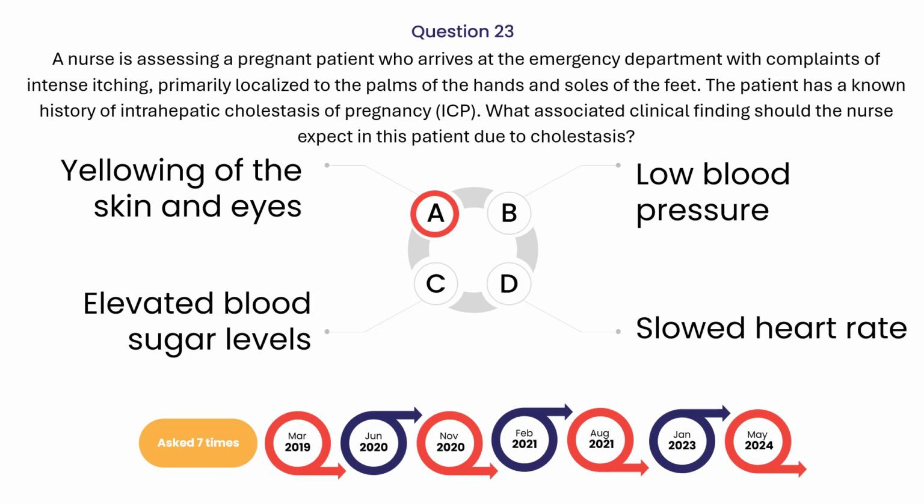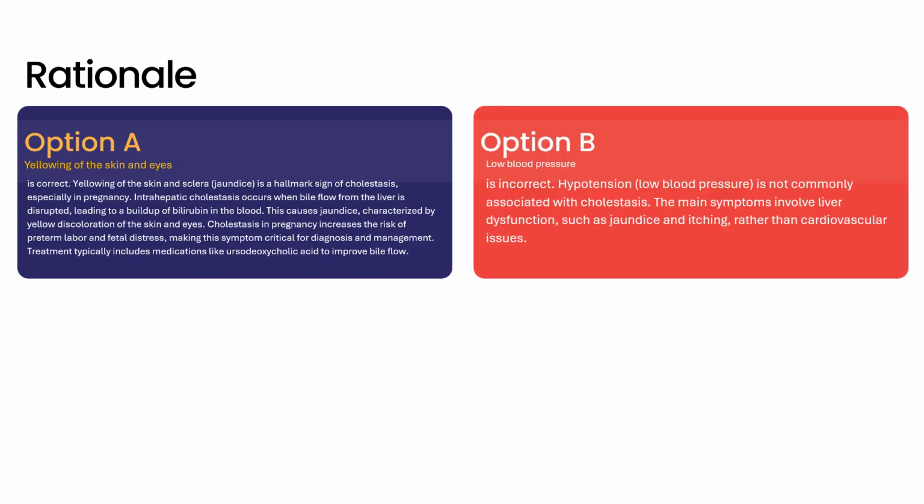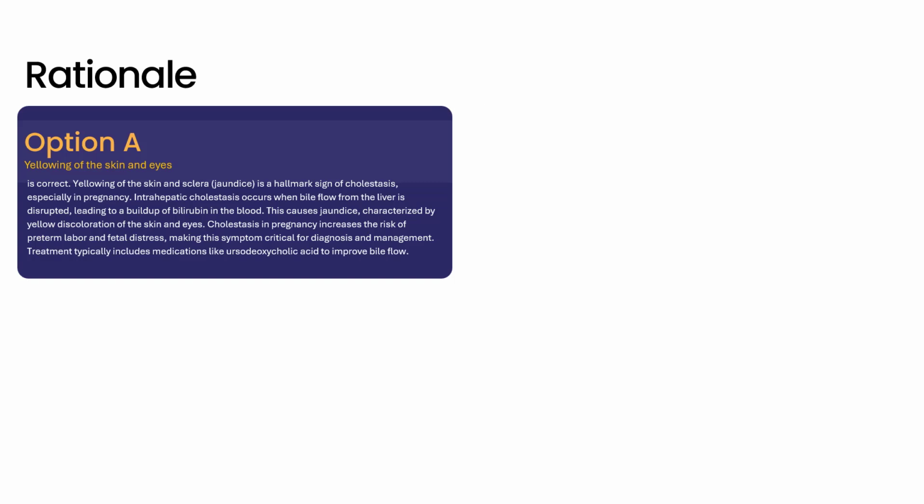A is correct. Yellowing of the skin and sclera, jaundice, is a hallmark sign of cholestasis, especially in pregnancy. Intrahepatic cholestasis occurs when bile flow from the liver is disrupted, leading to a buildup of bilirubin in the blood. This causes jaundice, characterized by yellow discoloration of the skin and eyes. Cholestasis in pregnancy increases the risk of preterm labor and fetal distress, making this symptom critical for diagnosis and management. Treatment typically includes medications like ursodeoxycholic acid to improve bile flow.